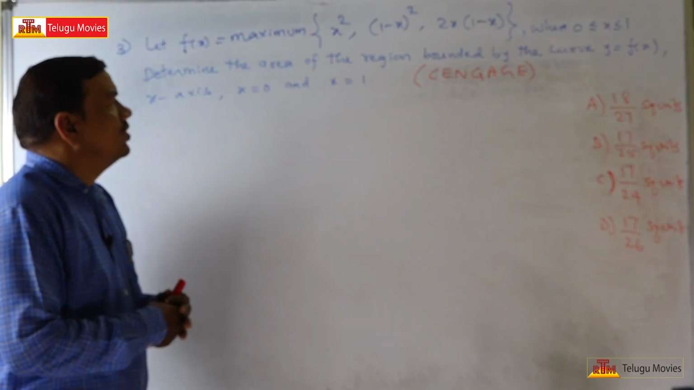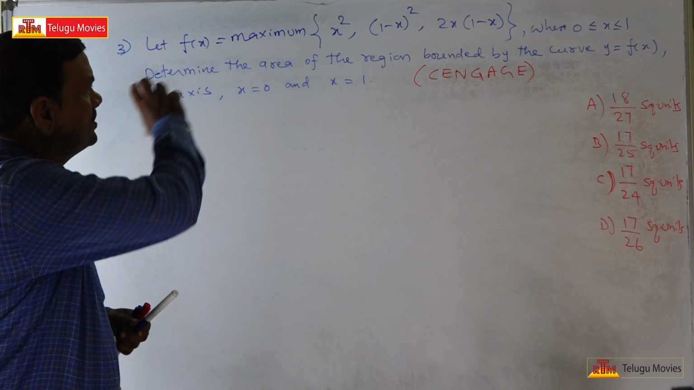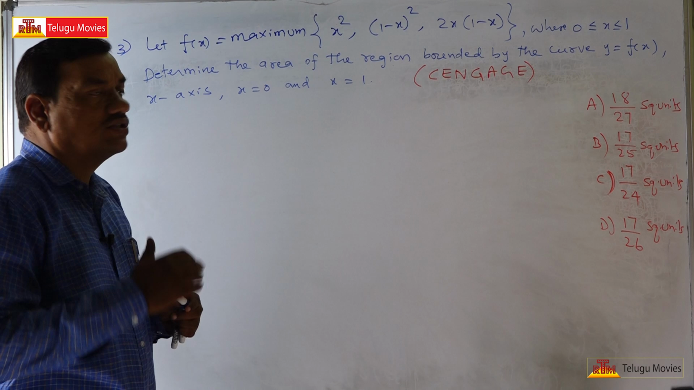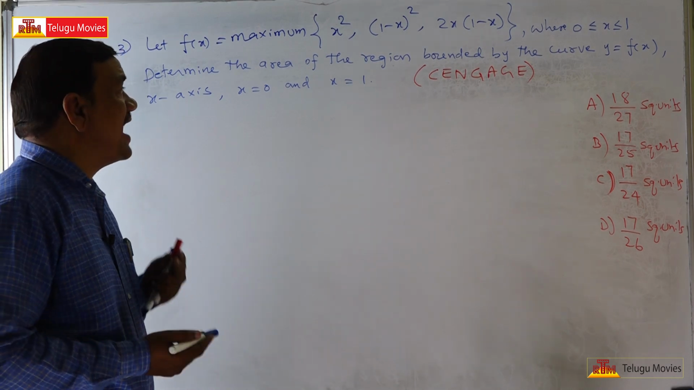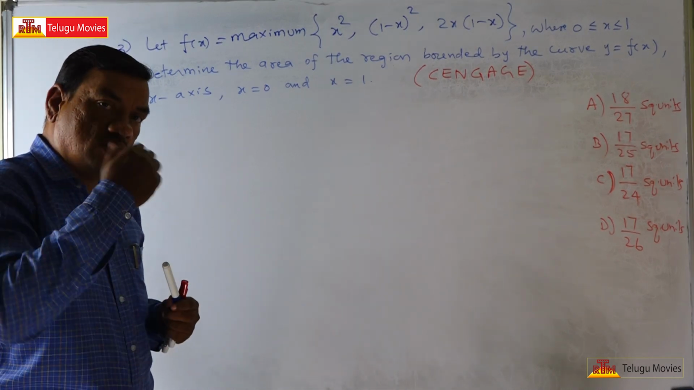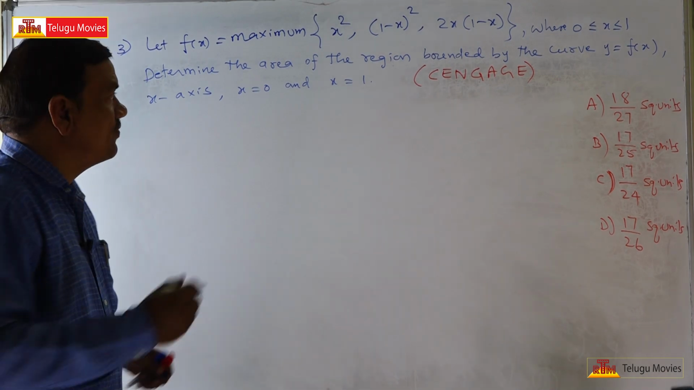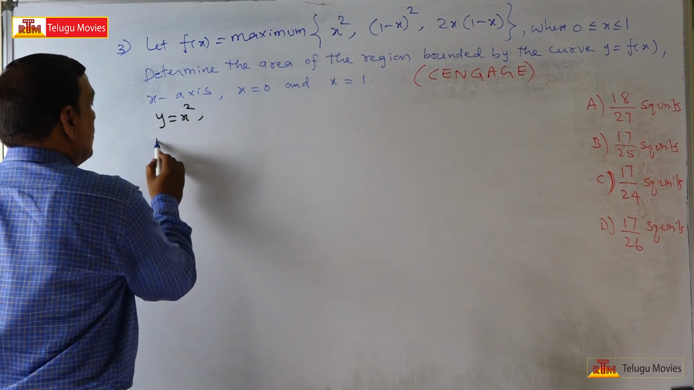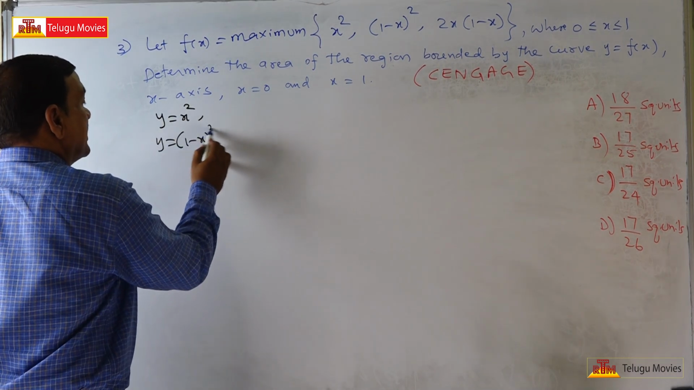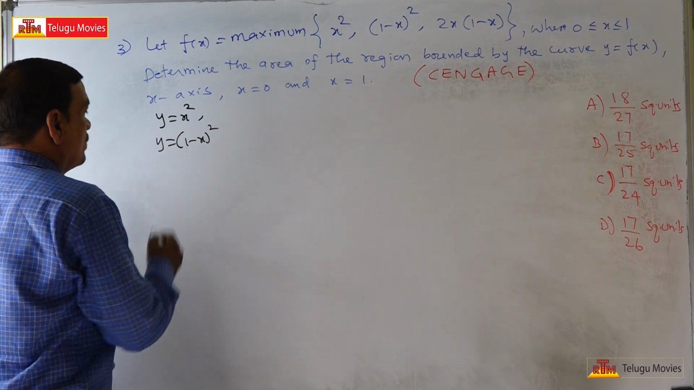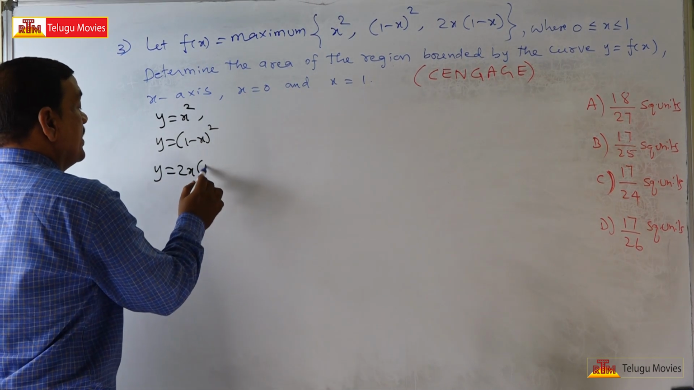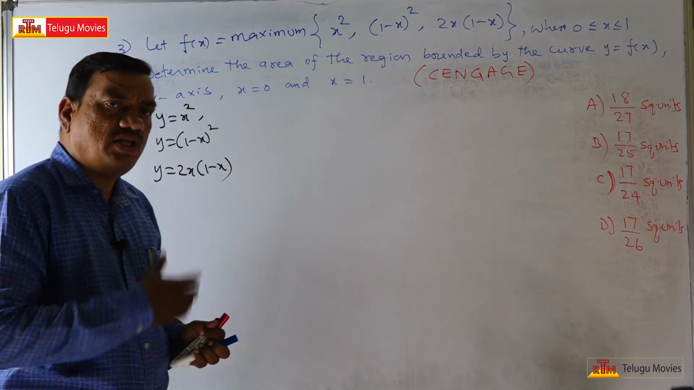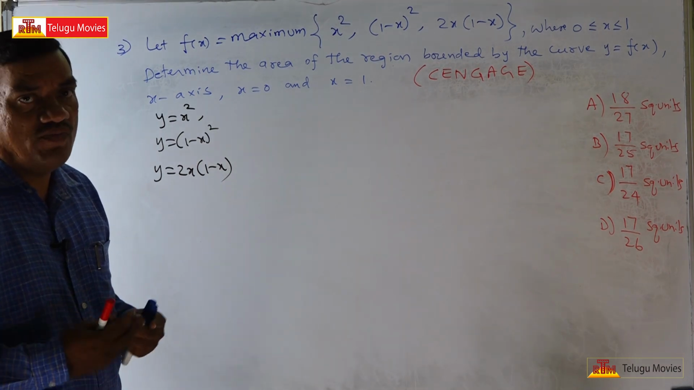So, very beautiful. First of all, you study this set: maximum of x square, (1 minus x) square, 2x(1 minus x). How can you find the maximum of these three functions? Draw the graphs of those three functions. The first graph is y is equal to x square. The second graph is y is equal to (1 minus x) square, or (x minus 1) whole square. The third graph is y is equal to 2x(1 minus x).